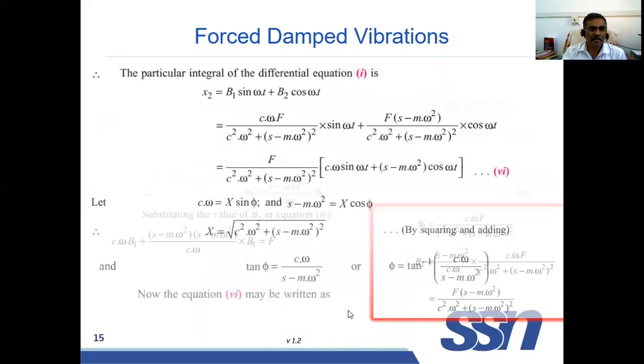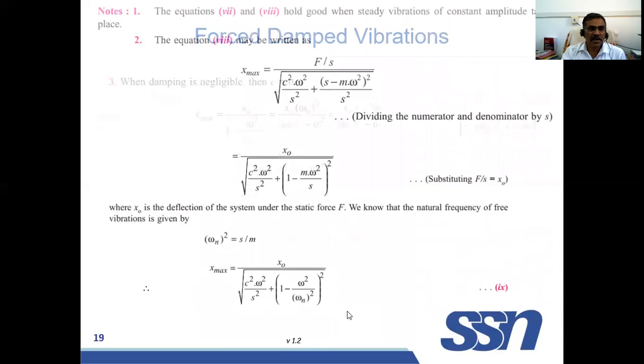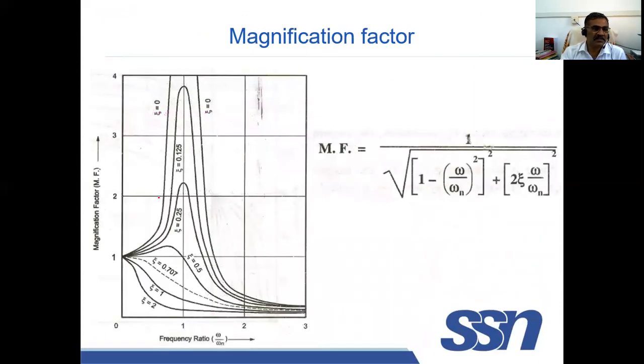Now, when you draw the magnification factor in a graph, it will be like this. So this is the equation for the magnification factor. On the x-axis, we take omega by omega n. On the y-axis, you take the magnification factor, and different values of psi: psi equal to 0, psi equal to 0.125, psi equal to 0.25, psi equal to 0.5. Then 1 means it is critical damping. Psi equal to 2 means it is over damping, that we do not require.